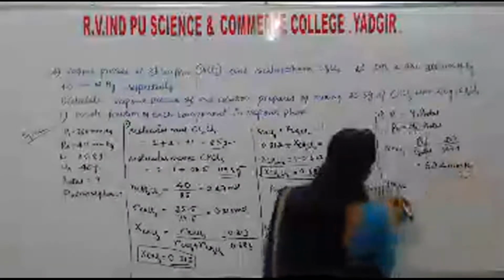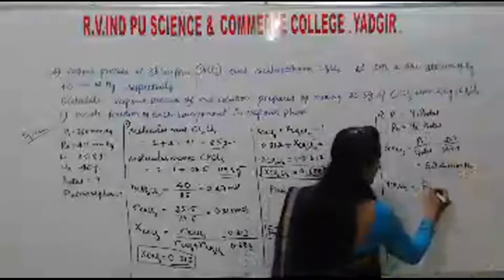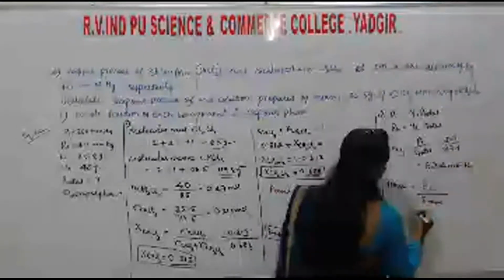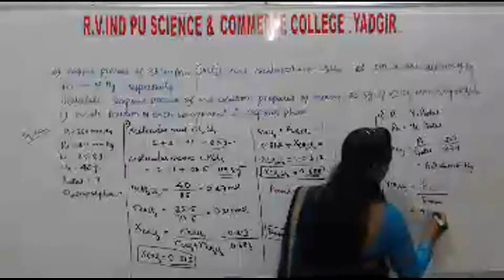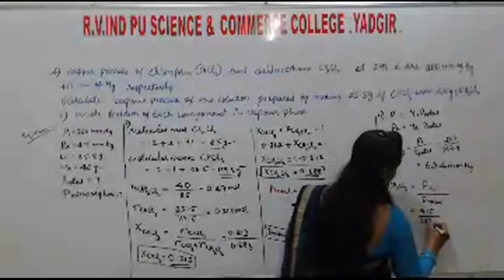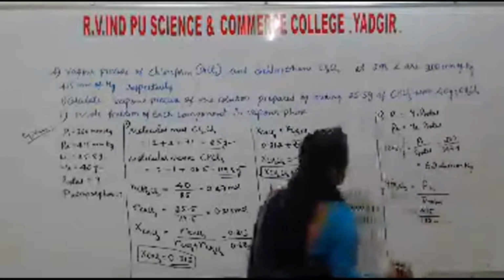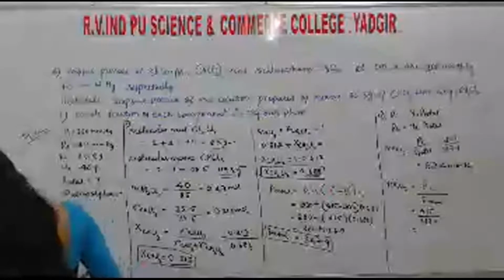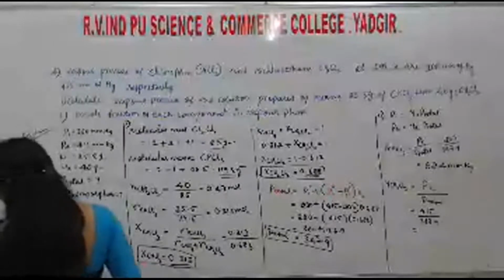Similarly, for CH2Cl2 it is P2 divided by P total. P2 is 450 divided by 347.9. Then you will get the answer 0.18.